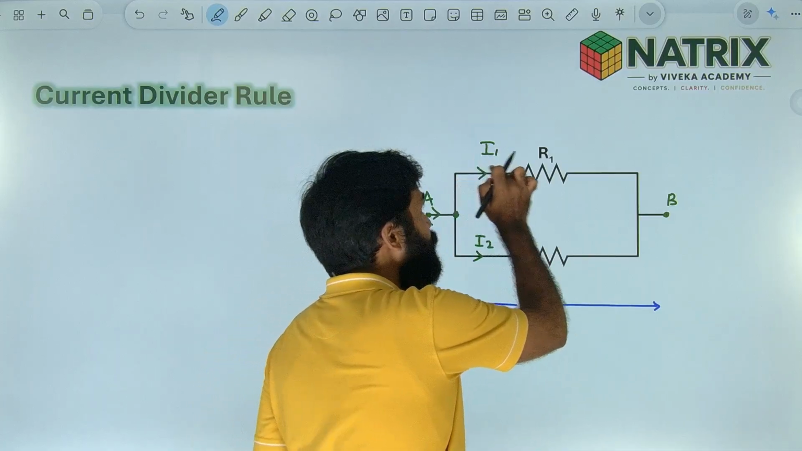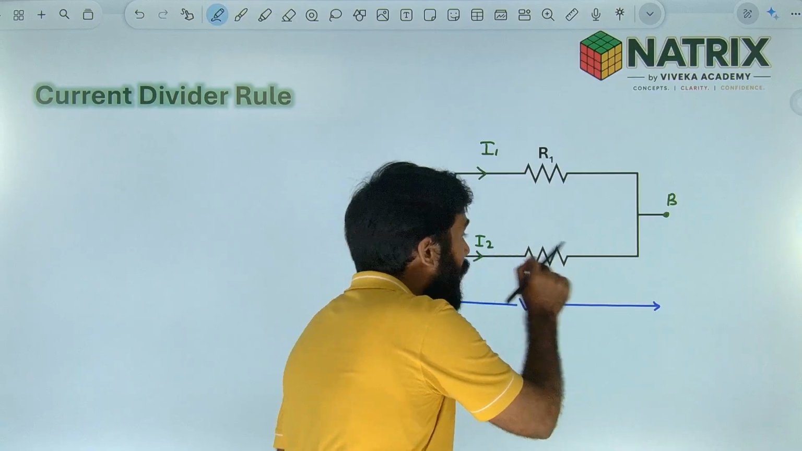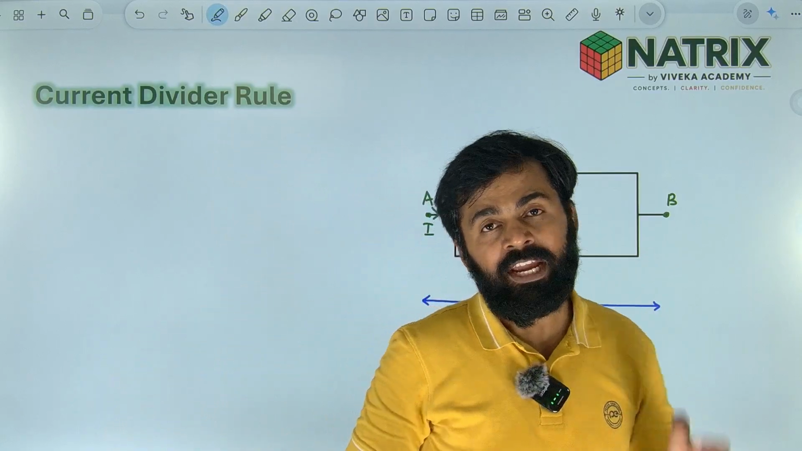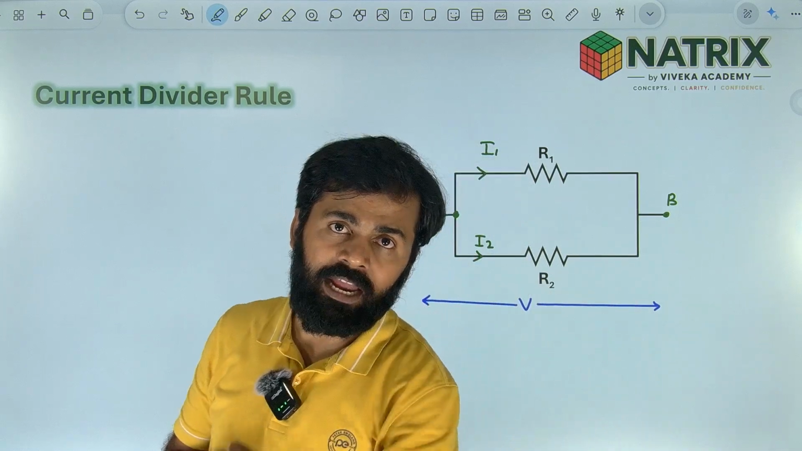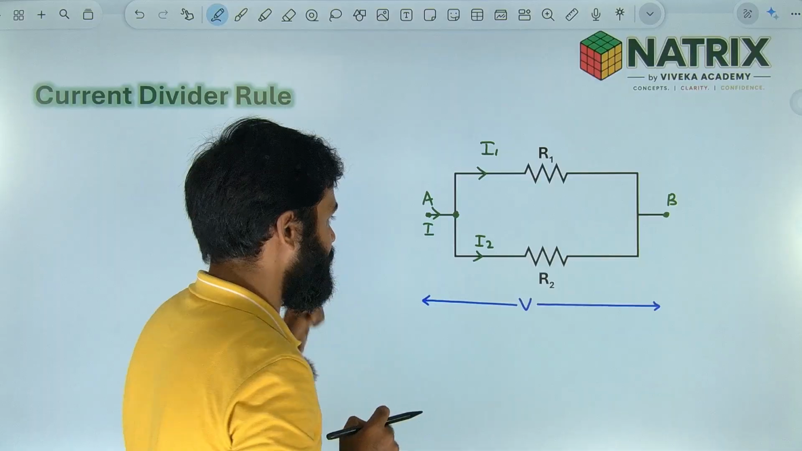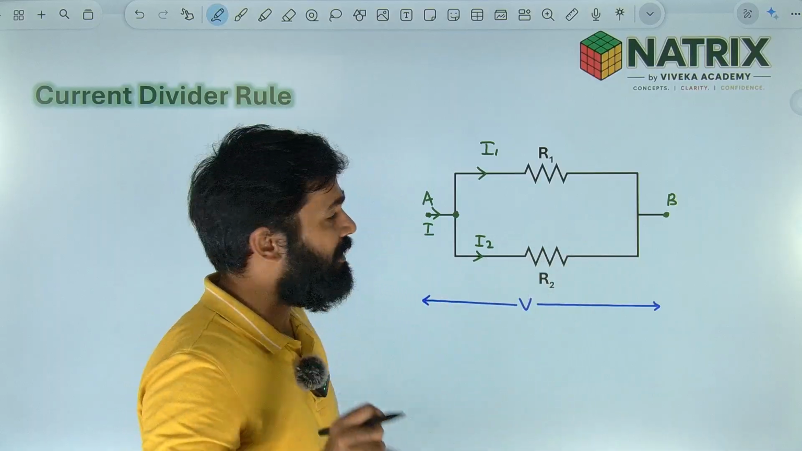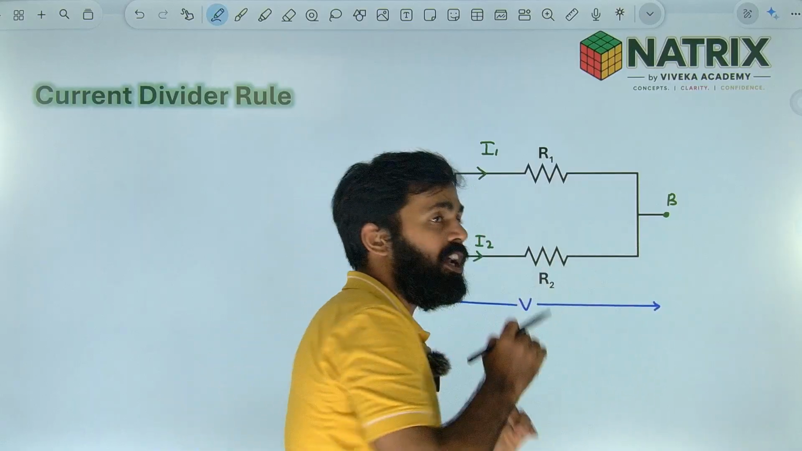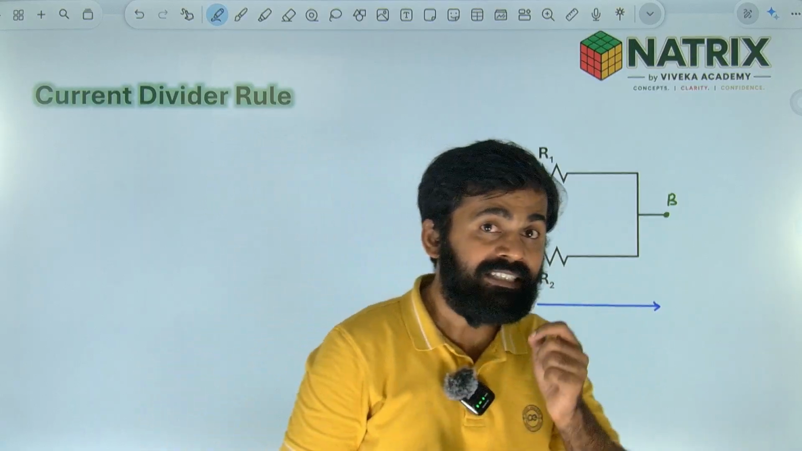Let's take current through R1 as I1 and current through R2 as I2. Now what are the values of I1 and I2 in terms of R1, R2 and I? Let's find it using the current divider rule. Before that, when the resistors are connected in parallel, remember that potential across both R1 and R2 remains the same.